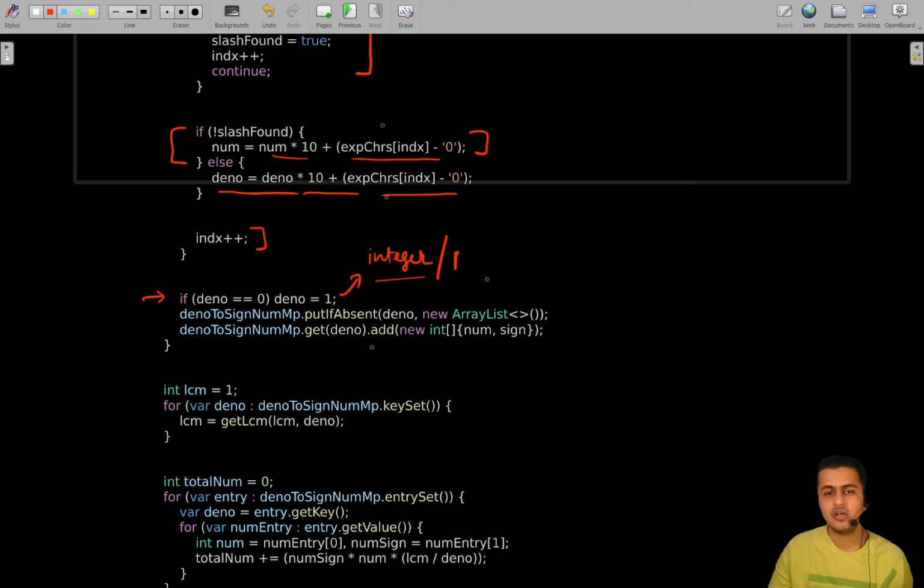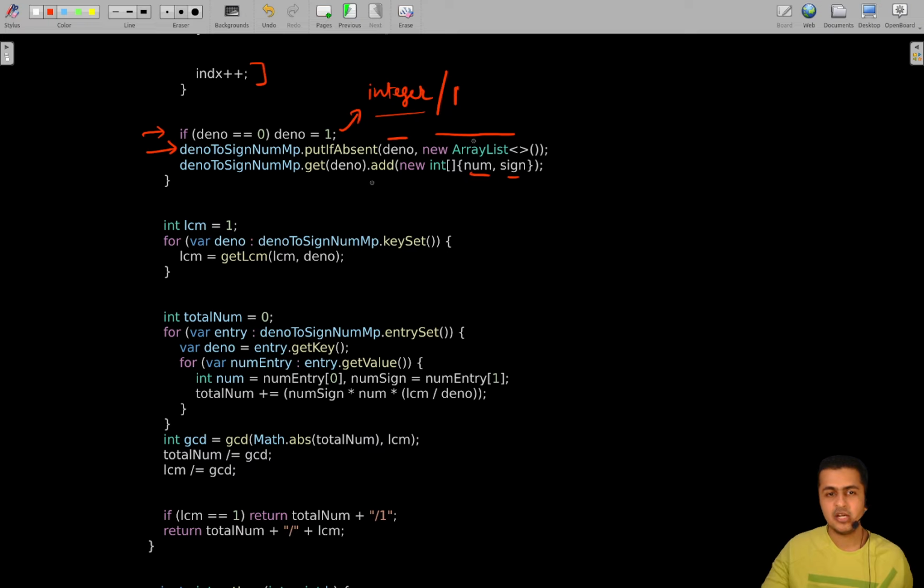Now you are adding whatever fraction you formed into your map of denominator to signed numerator. And if you are seeing this denominator for the very first time, then you will initialize a list for it, saying that we are seeing it for the first time and we do not have a corresponding list, so let's get a new list and start adding numerators with their signs. Okay, I hope it's clear till now.